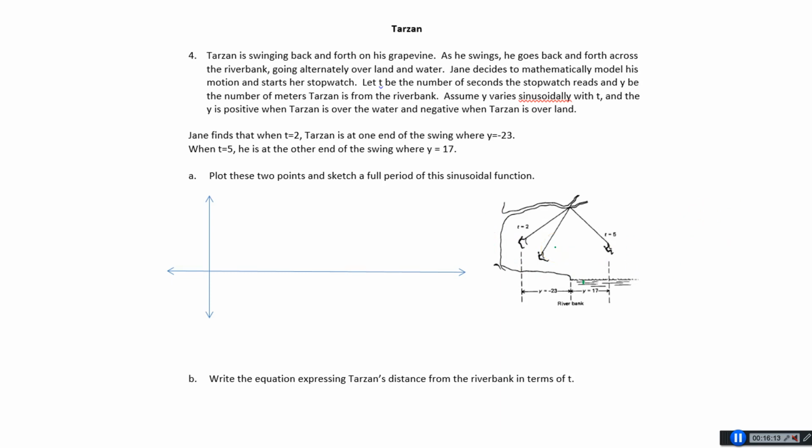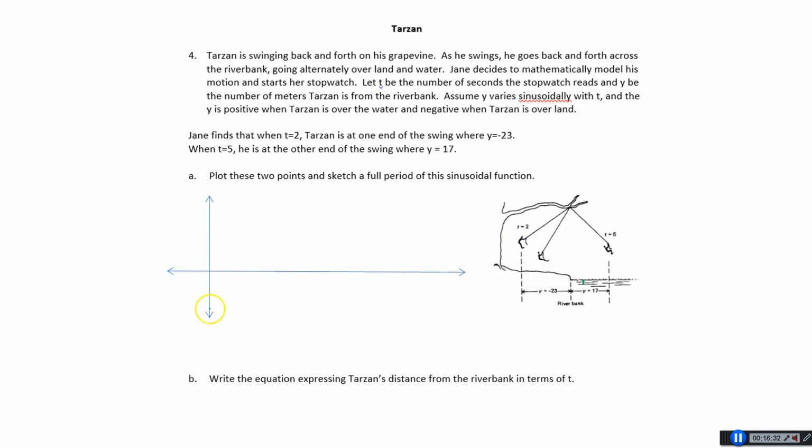So sinusoidally. Assume Y varies sinusoidally with T, and Y is positive when Tarzan is over the water and negative when he is over the land. Okay, I buy that. Jane finds that when T equals 2, Tarzan is at one end of the swing where Y is at negative 23. So when we are at 2 seconds, he's at negative 23.